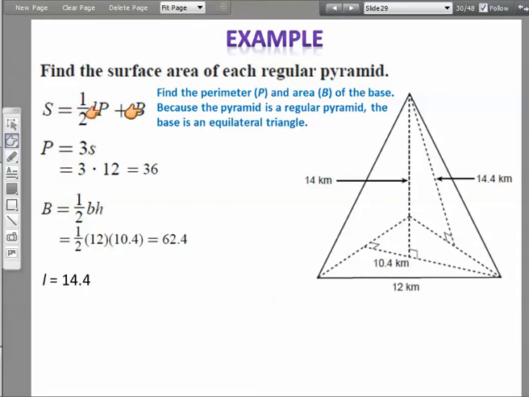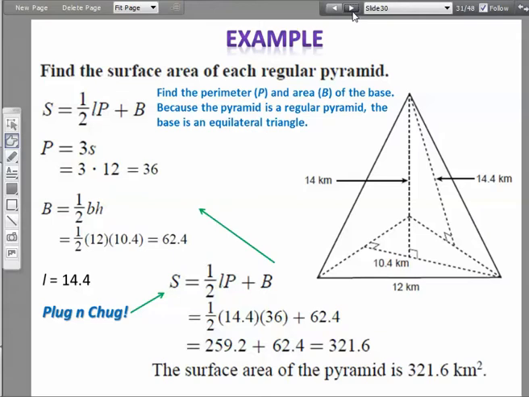And so I found the capital P, found the capital B, now I'm looking for the L, and they give us the L right here. It's going to be the slant height, and it's 14.4. So now we just plug and chug. I'm not sure what this arrow is supposed to be, so just ignore that. So we're going to plug and chug. Here's our formula. We plug in the L, the capital P, and the B. We do the math. So the surface area of the pyramid is going to be 321.6 kilometers squared.